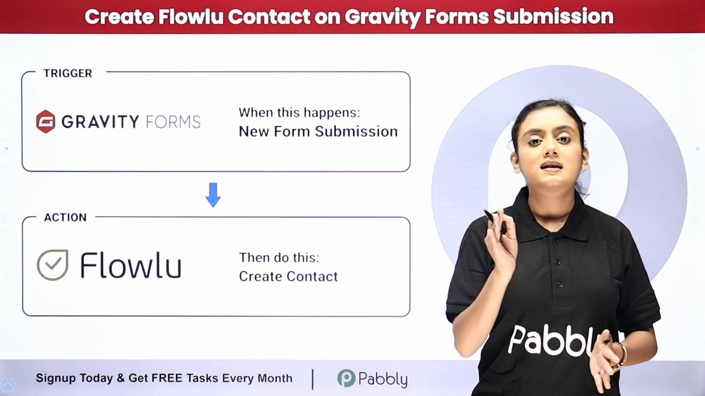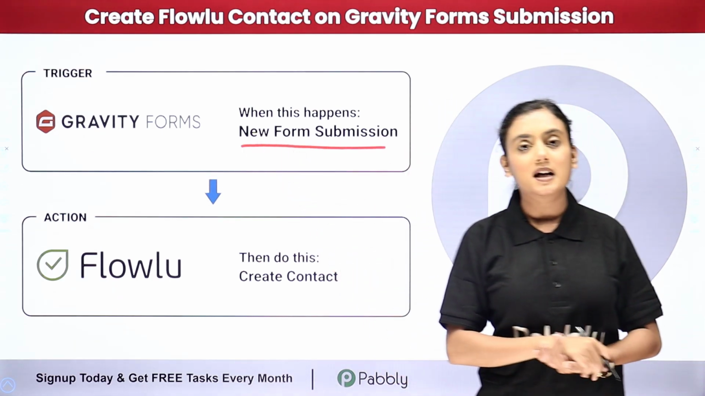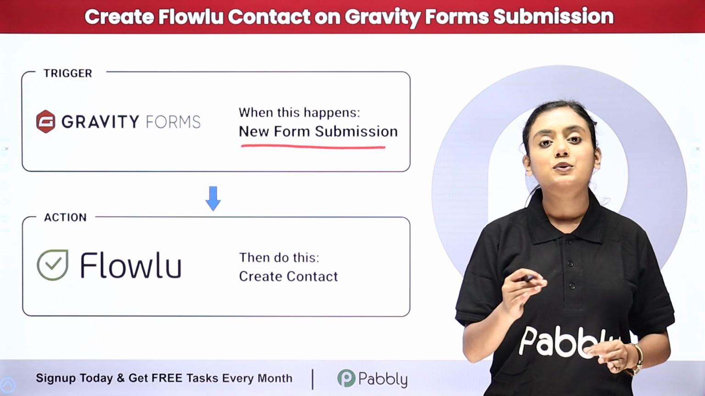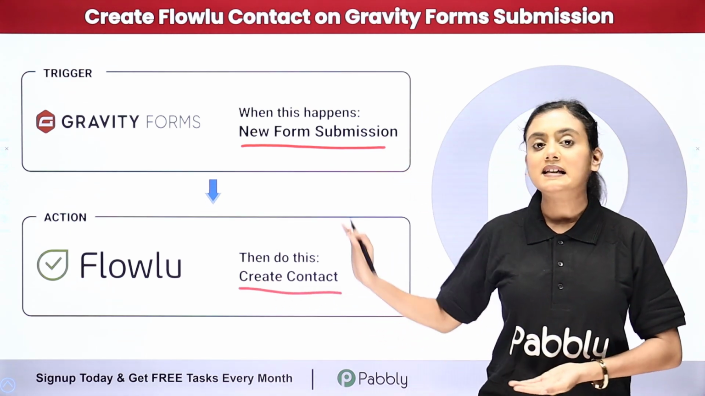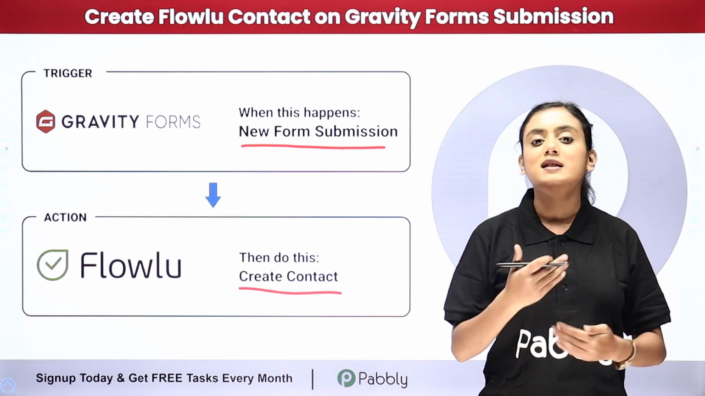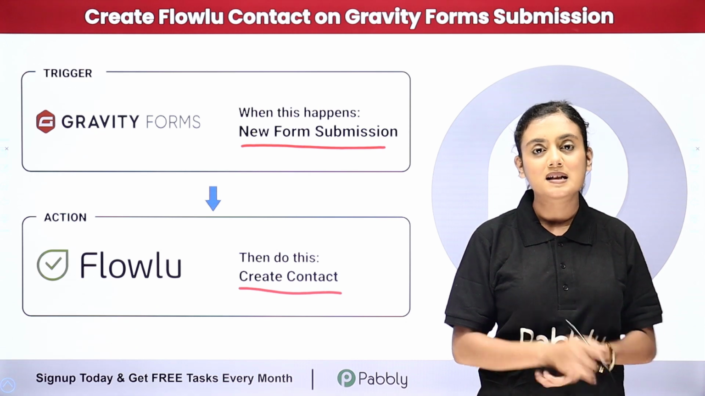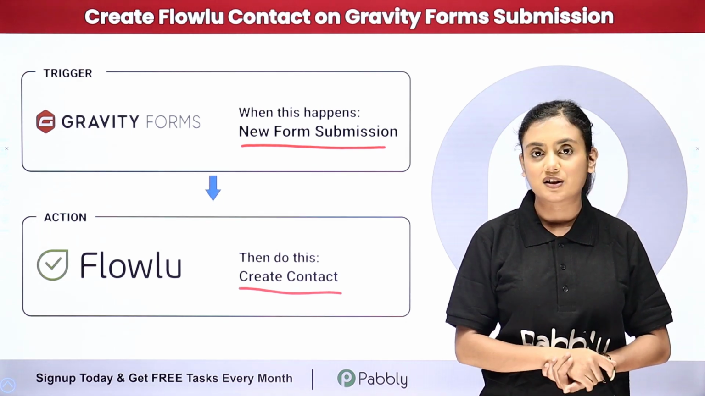Here what I want is that as soon as a potential customer or client makes a new form submission using Gravity Forms, I want to create that lead as a contact in my Flowlu account. Now, creating these contacts manually is very time consuming. So what I've done is I've simply automated this entire process with the help of Pabbly Connect, which is an amazing automation and integration software.